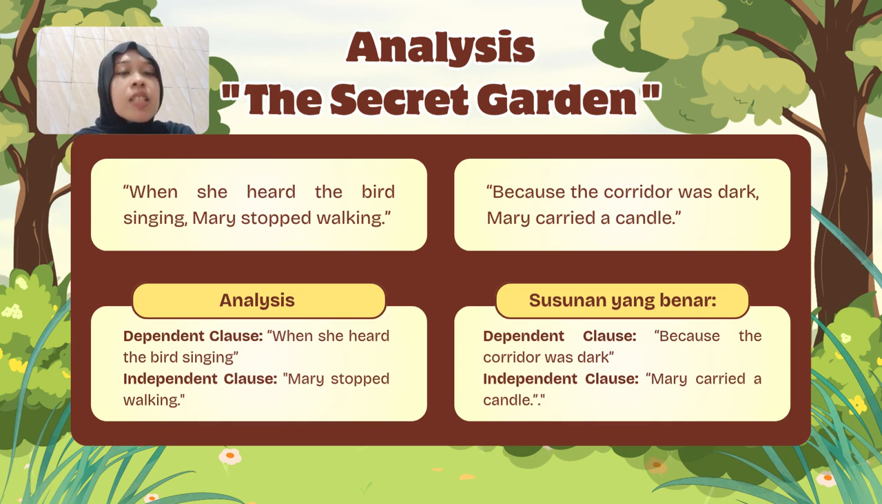The last sentence is, because the corridor was dark, Mary carried a candle. The dependent clause is because the corridor was dark. This clause gives the reason. It explains why Mary carried a candle. The independent clause is Mary carried a candle. This part can stand alone and gives the main information.